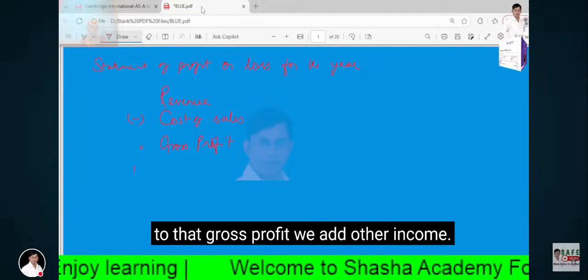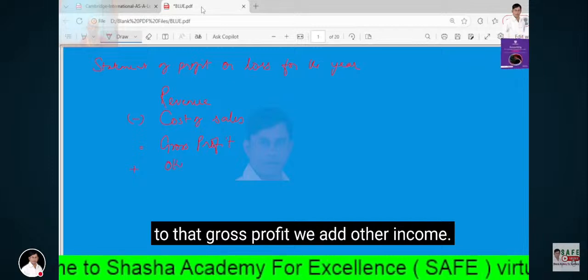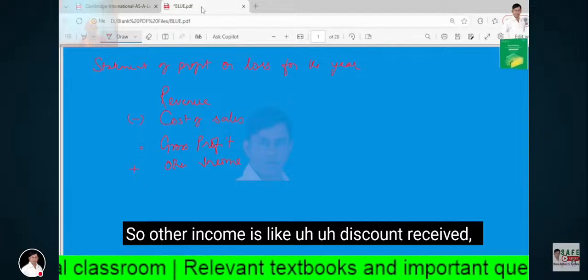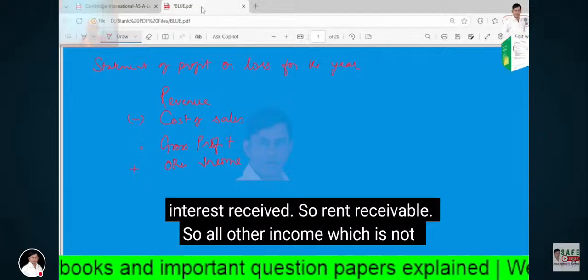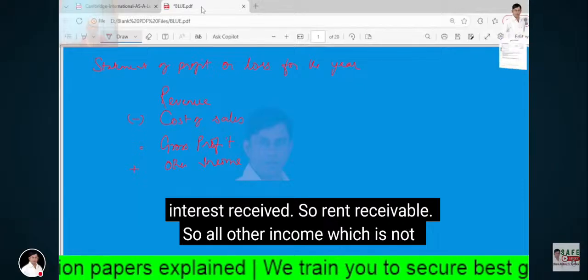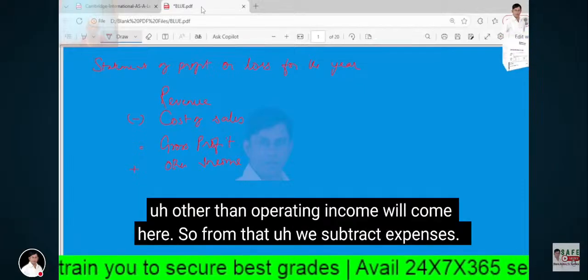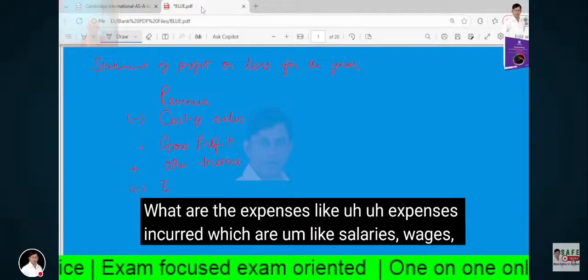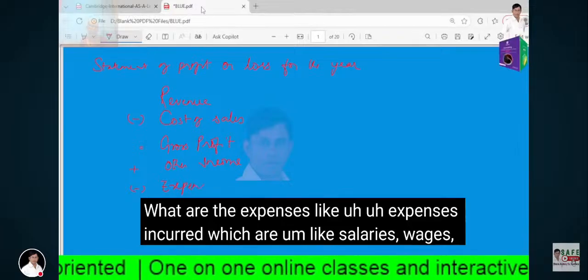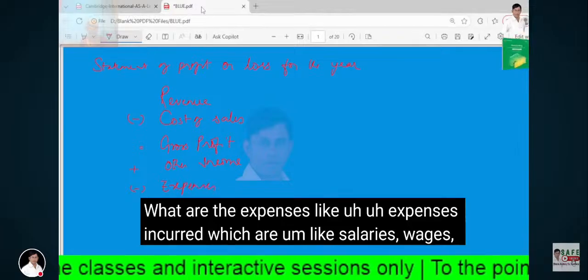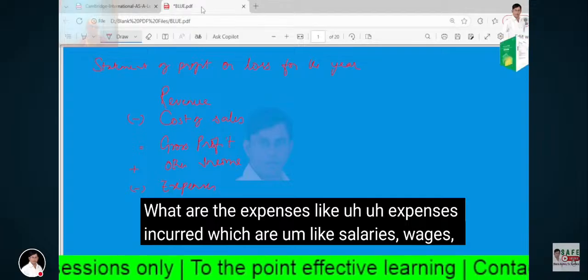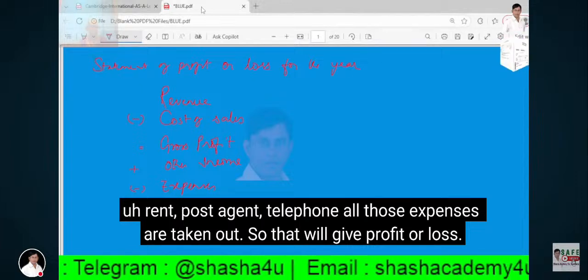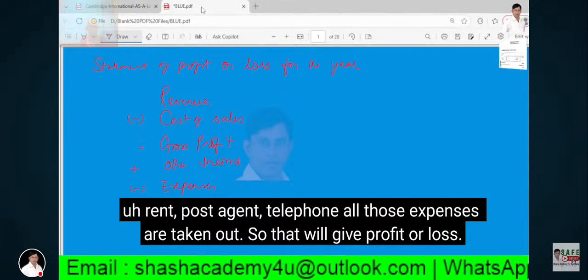To that gross profit, we add other income. Other income is discount received, interest received, rent receivable, all other income which is other than operating income. Then we subtract expenses. Before doing this, let us understand a few very important concepts. There are five line items, such as postage, shipping, telephone, all those expenses, and that will give profit or loss.